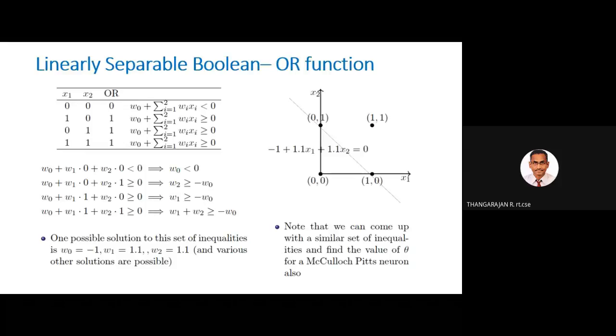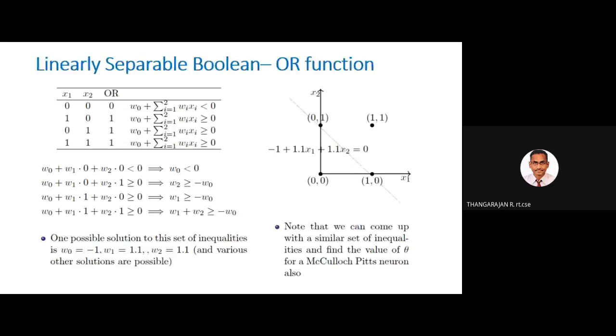Now next I'll talk about linearly separable Boolean functions. A little bit on that, then we'll get into some more complex, sorry, arbitrary functions. Here I've taken the case of OR, with 2 inputs. This is the truth table of OR, and for the first entry the output is 0.